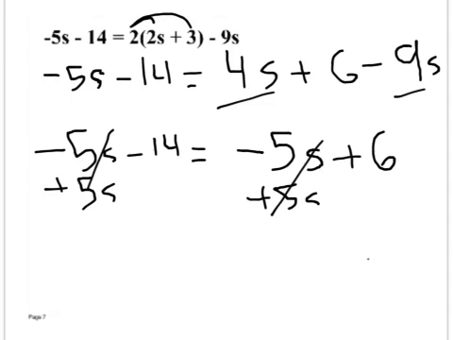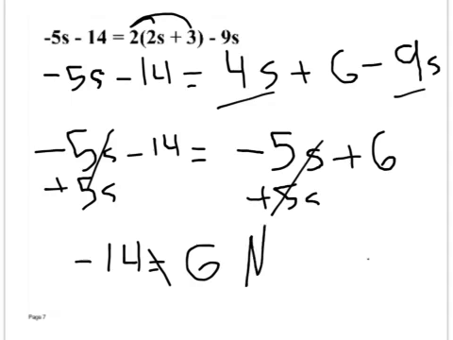I add 5s because I want to move it over. Well, it cancels them both out. Well, let's look at what's left. Negative 14 equals positive 6. Is this a true statement? No. This is false. This cannot happen because negative 14 does not equal 6. So my answer here is no solution. Meaning there is not a number for s that makes this true. There is not a number we can plug in for s and make both sides equal.